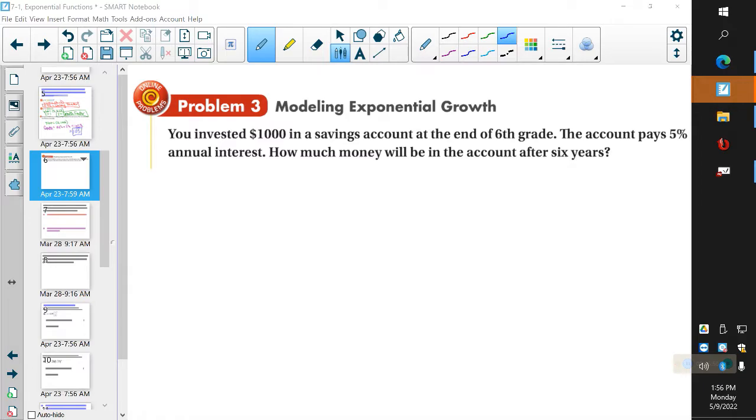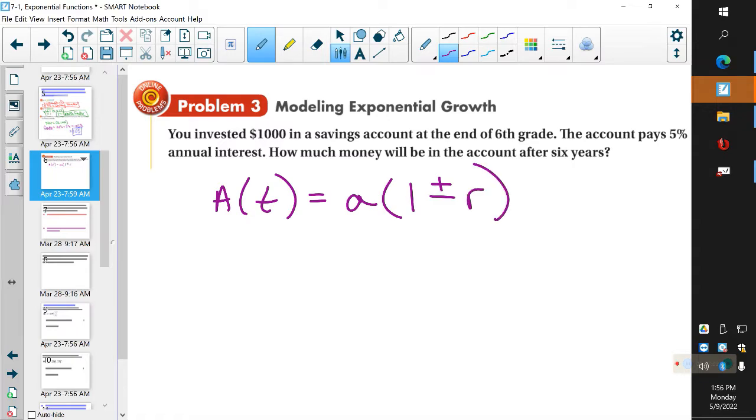You need to come up with the equation first, and the equation that we're talking about is this. A of t is our balance or our amount that we have in after so long. A is our initial amount. 1 plus or minus r is going to be our growth or decay factor, and t is going to be the time that is inside our lovely account.